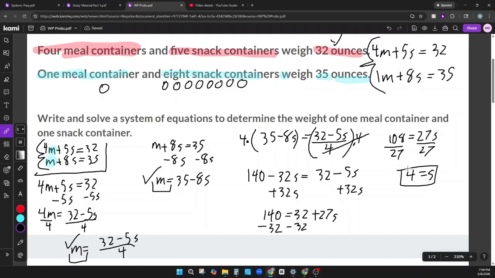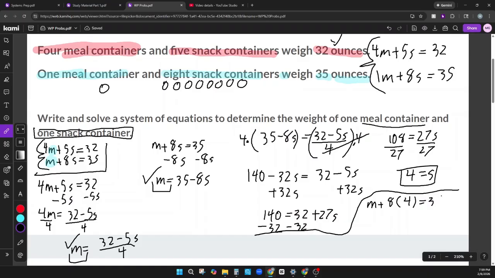Now, I am not done because I do know the value of the weight of one snack container, but I do not know the answer for my meal container yet. So what I need to do is take the information that I know and use it to plug into one of my original equations. I'm going to choose my second one because it looks a little easier to work with. So it's going to be m plus 8 instead of s, I'm going to write 4.